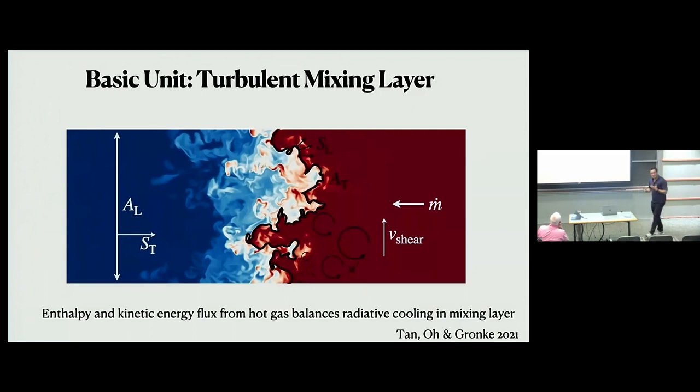So how does this work in detail? And that's where you guys come in, right? So the basic unit of what's going on is a radiative turbulent mixing layer, where gas of different densities and temperatures are mixing, right? There's a Kelvin-Helmholtz instability that's driving mixing and turbulence, and then the mixed gas is cooling. And so there's mass transfer from this hot phase to the cold phase.